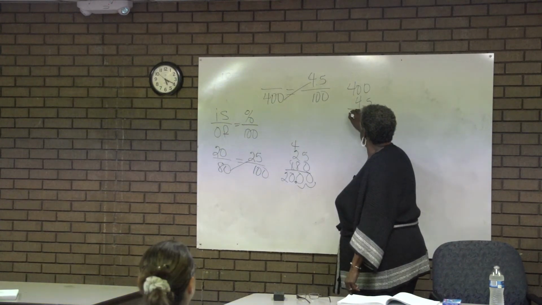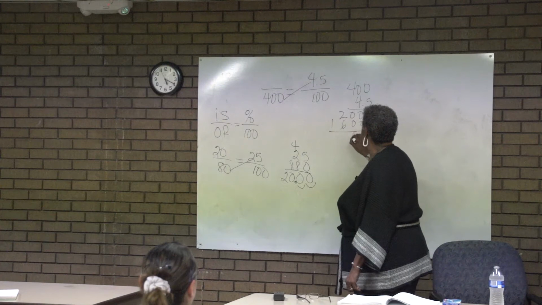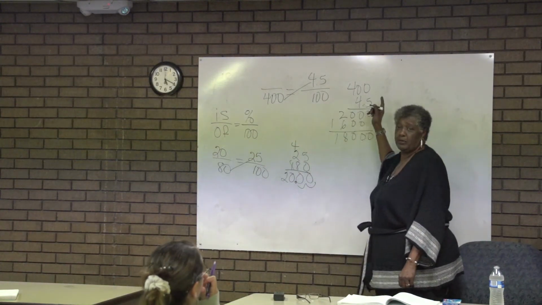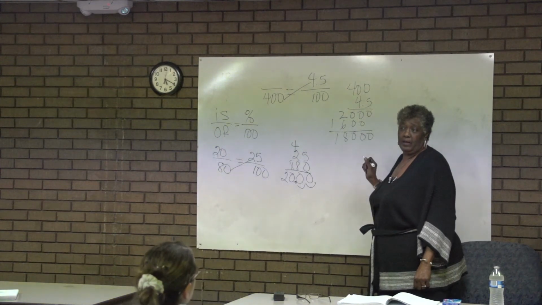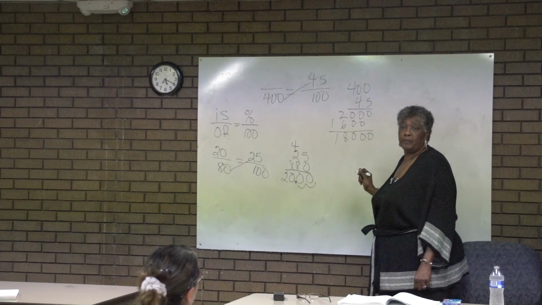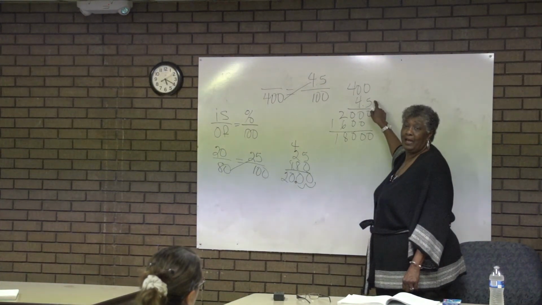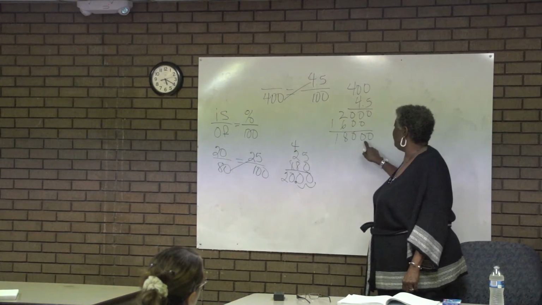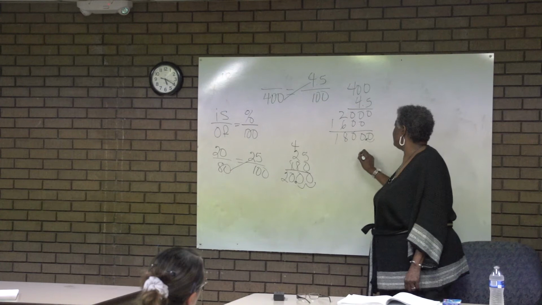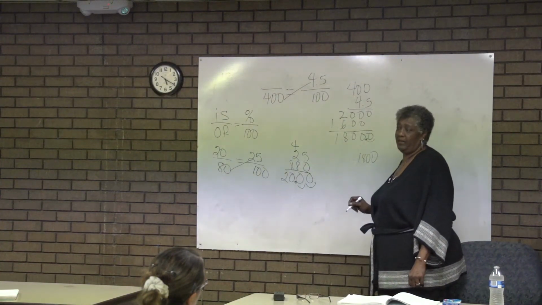So I'll follow the rules of multiplying decimals, because that's what I'm doing right now. When you multiply decimals, you multiply the numbers as if there's no decimal there. Then when you get to your answer, you count the number of decimal places you have in the problem, and how many do we have? 1, so I have to have 1 decimal place in my answer. So my answer is 1,800. That's what 400 times 4.5 is.